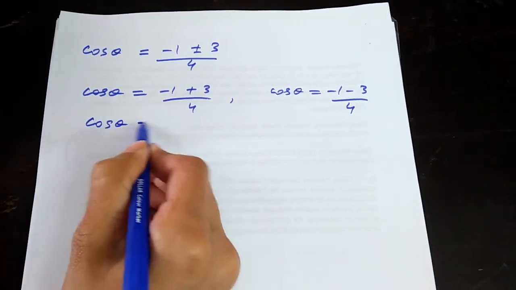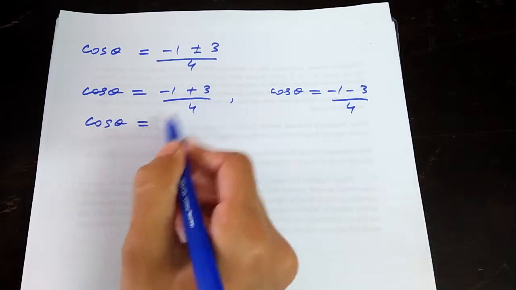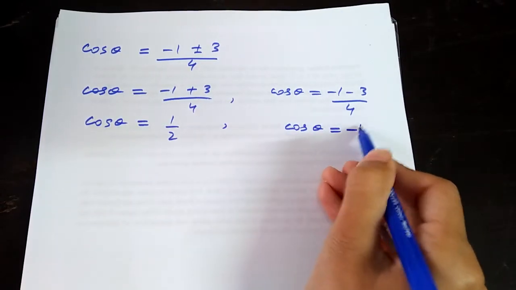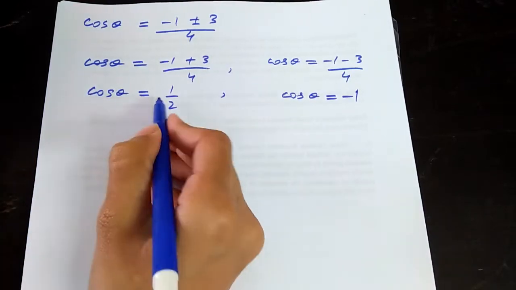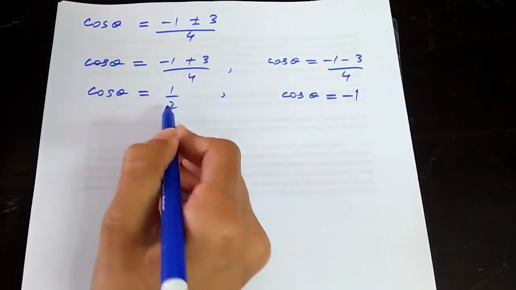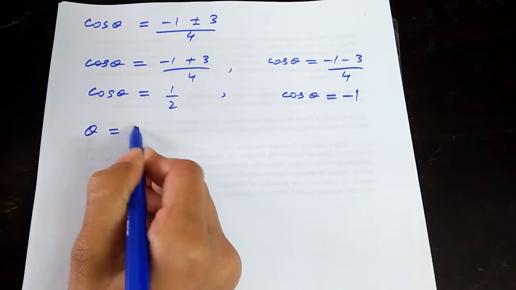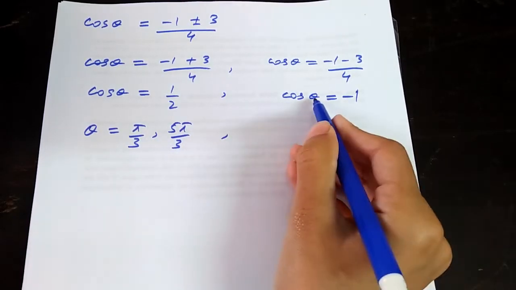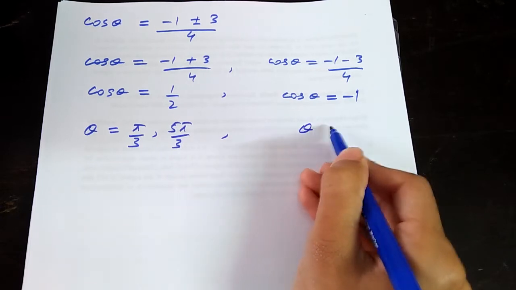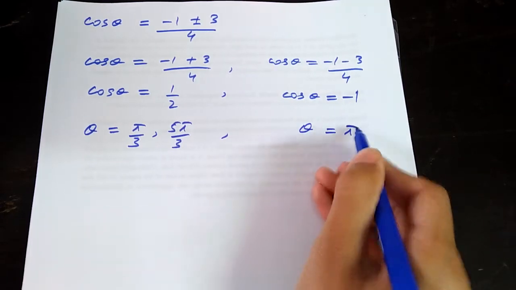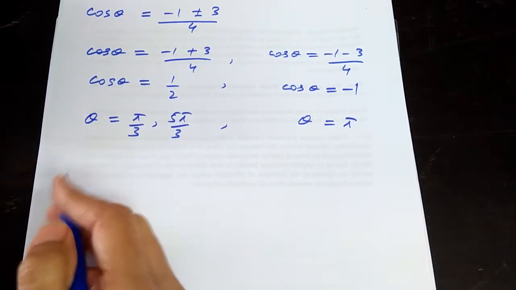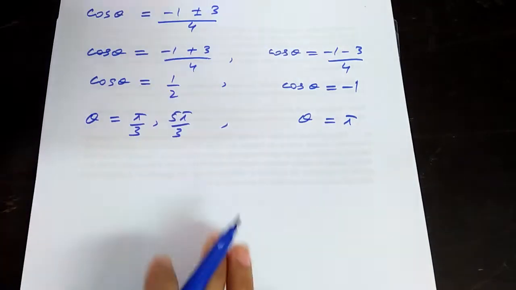Out of these, cos of theta will be 1 by 2 and here cos of theta will be minus 1. Now for cos of theta equals 1 by 2, theta will be pi by 3 and 5 pi by 3. And for cos of theta equals minus 1, theta will be pi only. Now what do we have to do? We know that for horizontal tangent, dx by d theta cannot be equal to 0.